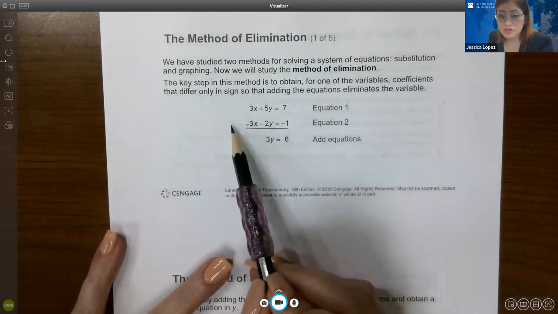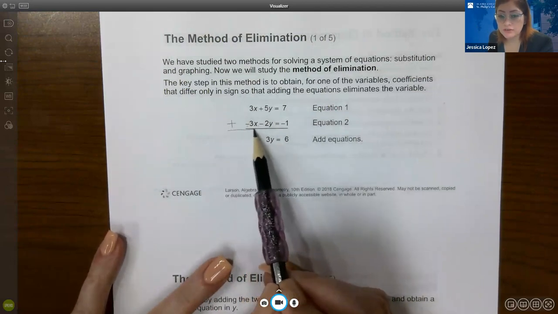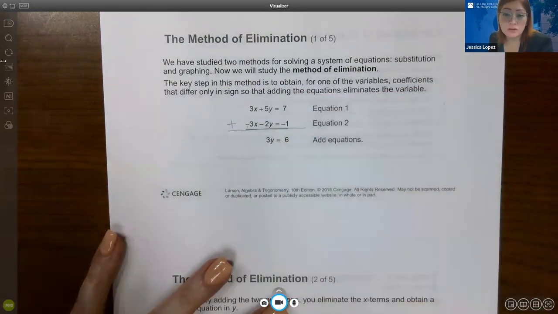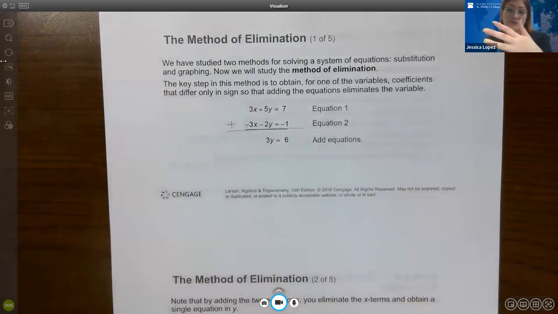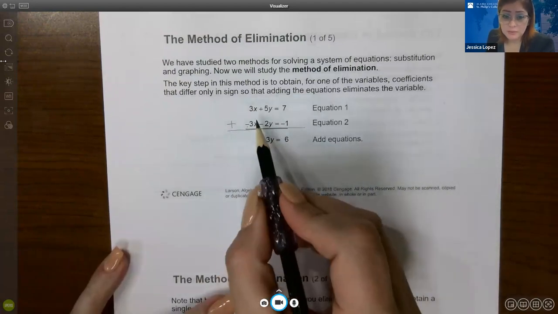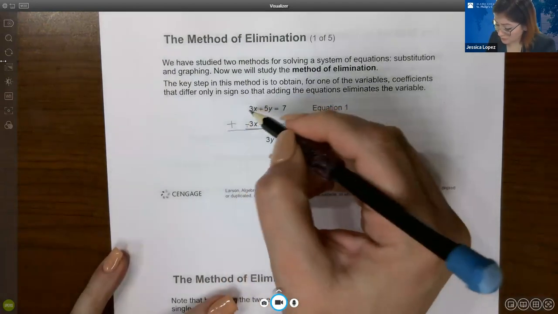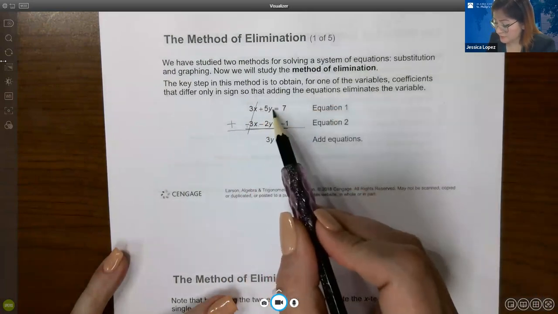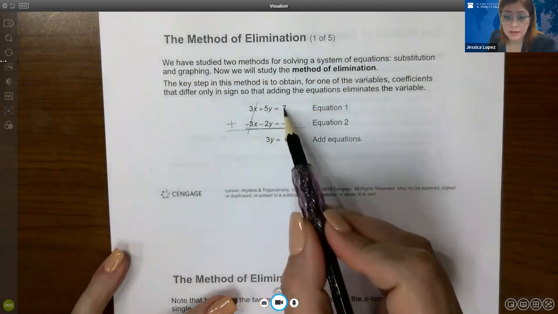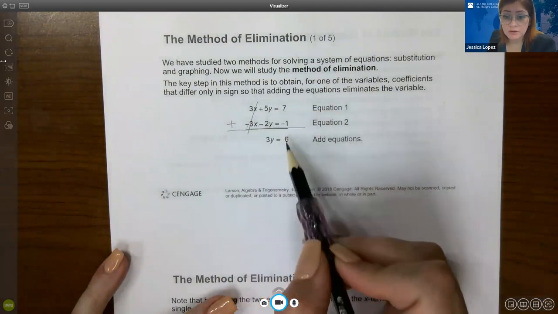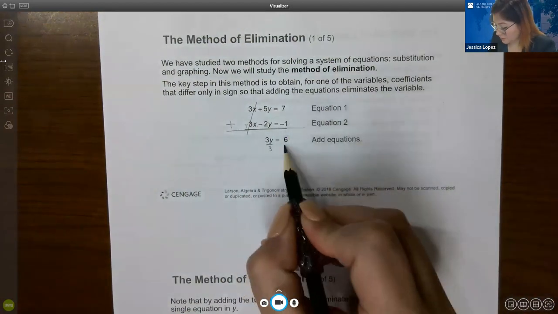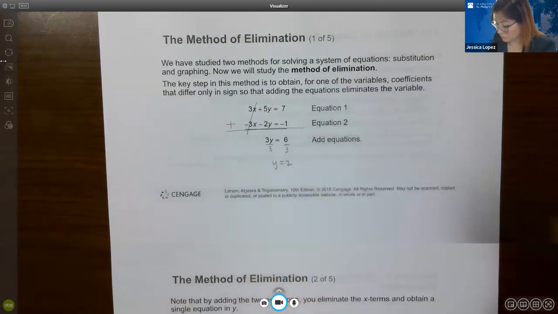When that happens, you can add the two equations together. Okay, and normally they add them in a stack like this, okay? And that's why it could also be considered the addition method, because you do have to add the two equations together, okay? But if you add them, notice that a positive 3x and a negative 3x would cancel, and a positive 5y and a negative 2y would combine to give me a positive 3y. And a positive 7 plus a negative 1 would result in a 6. And then from there, you could divide by 3, right, and get the value y equal to 2.